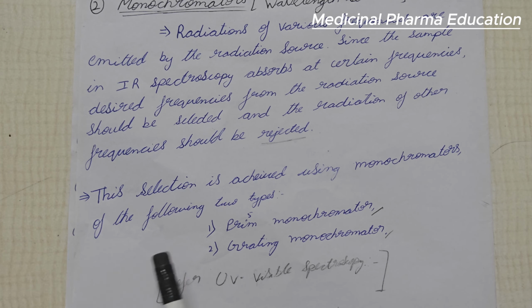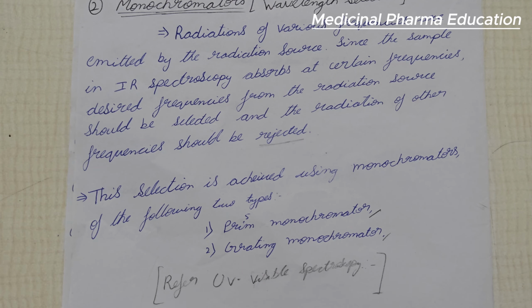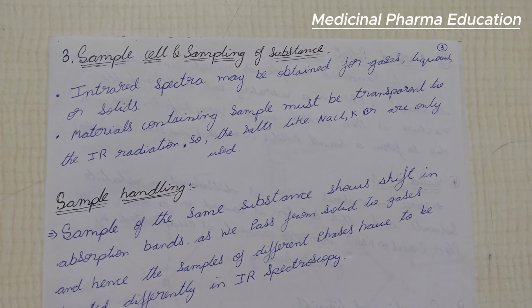Here we are using two types of monochromators. It may be a prism or a grating. For the prism or grating, you can see the UV spectroscopy video, and you will understand it in a better way. Next, we are going with the detectors, sample cell and sample handling.